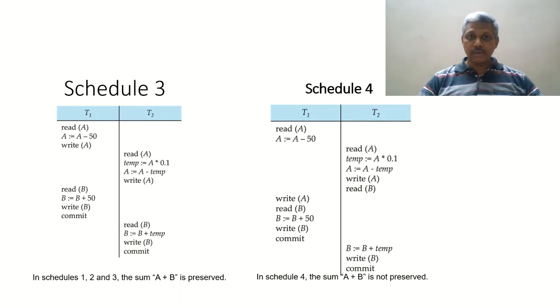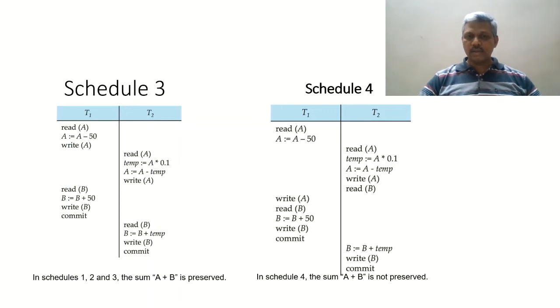Read A operation of transaction T2. Then which value of A is read? Since T1 has read the value and performed some action, but it has not written anything, T2 reads the value which T1 has already read. The same value T2 will also read because T1 has not written by that time.